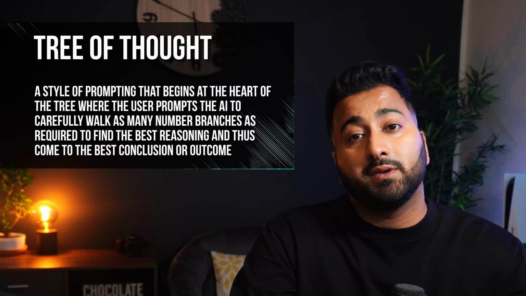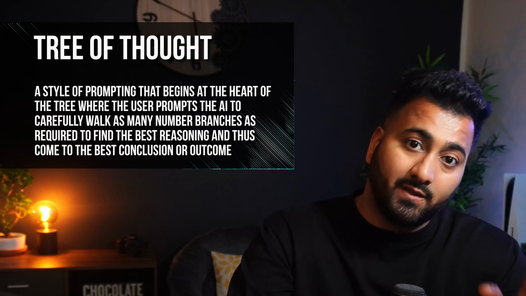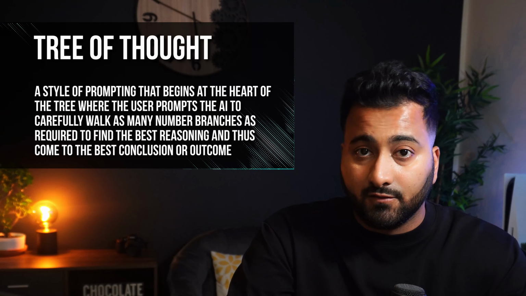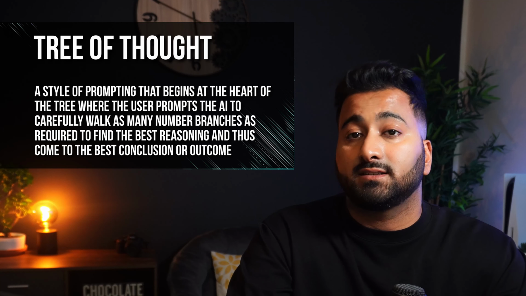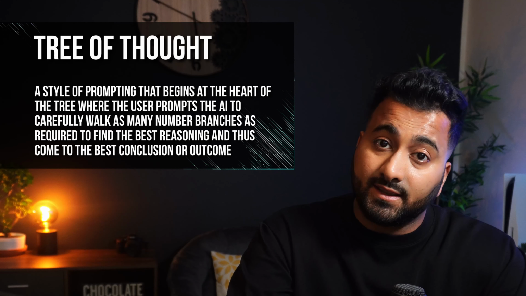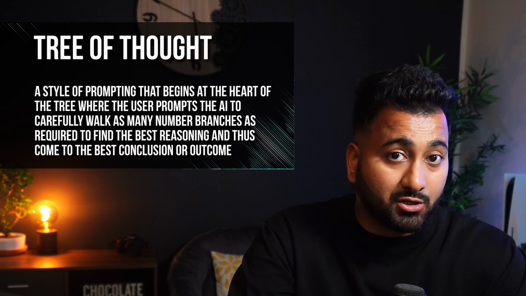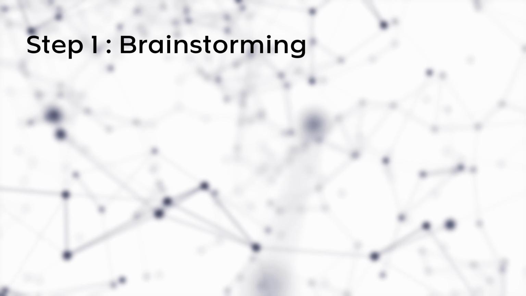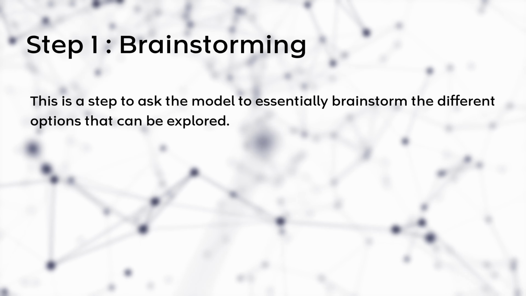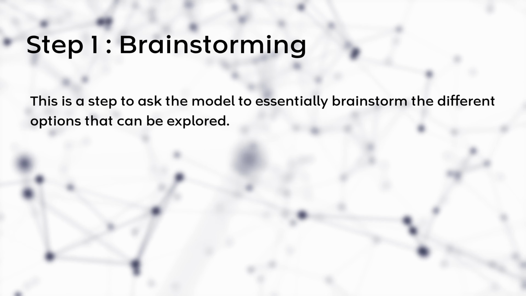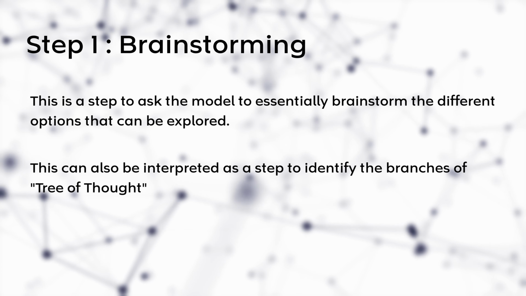The tree of thought technique is a style of prompting that begins at the heart of the tree where the user prompts the AI to carefully walk as many number of branches as required, find the best reasoning, and thus come to the best conclusion or outcome. There are 4 steps to this technique. First is brainstorming, where you ask the model to essentially brainstorm the different options that can be explored. Think of this as the step to identify the branches.